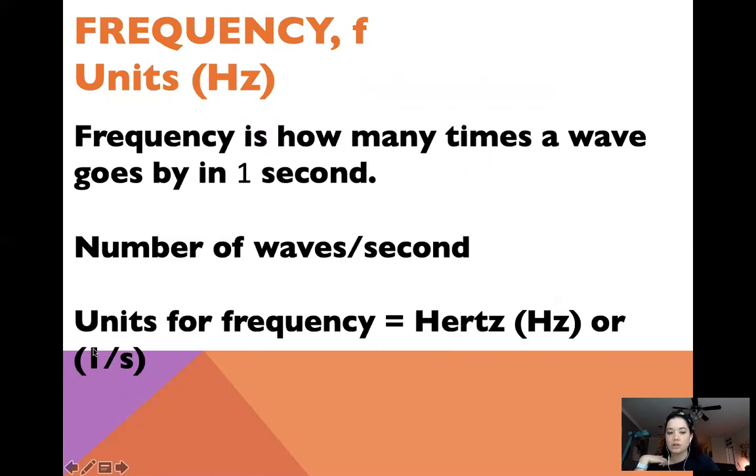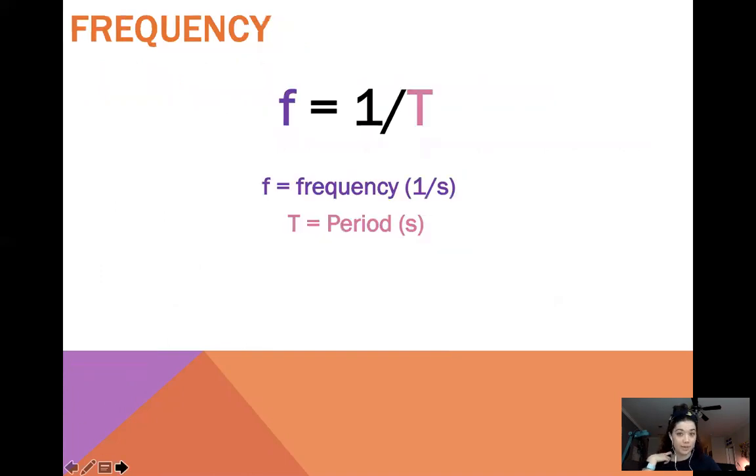The conversion for hertz is 1/seconds. Okay. So to find frequency, we take the number 1 and we divide it by the period of our wave. Remember, the period of the wave is how long it takes for it to complete 1 full wavelength. Pretty straightforward.